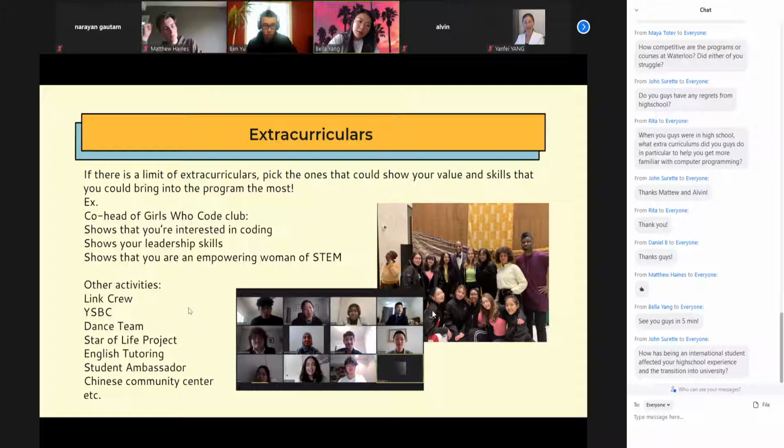Also, I was a student ambassador when I was in grade 10, and I also work in the Chinese Community Center, etc. If there is a limit in terms of extracurriculars, please pick the ones that show your value and skills that apply to your programs the most. One example that I can provide is co-head of Girls Who Code Club. It shows that I am really interested in coding and also shows my leadership skills, and I want to become an empowering woman of STEM.